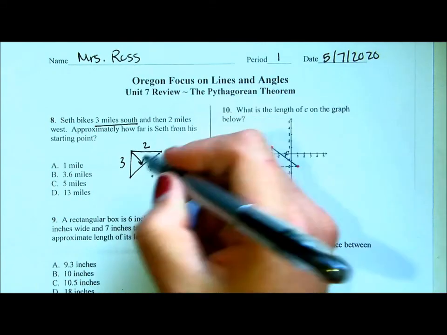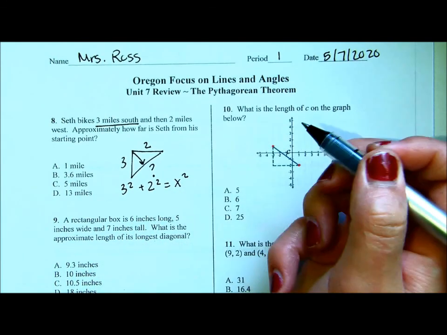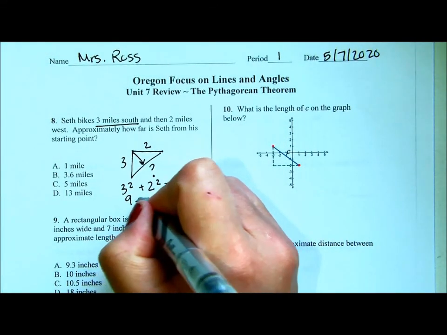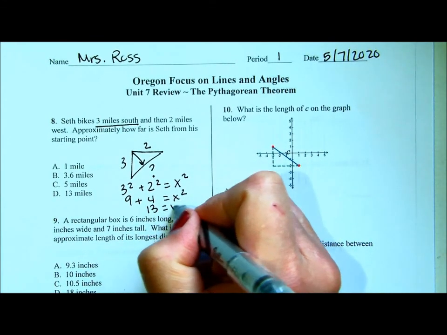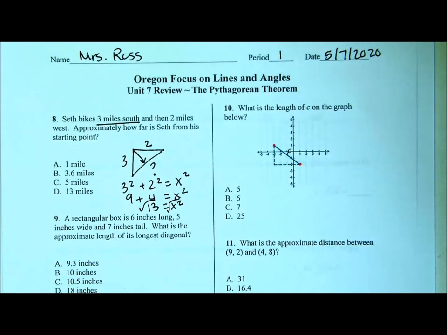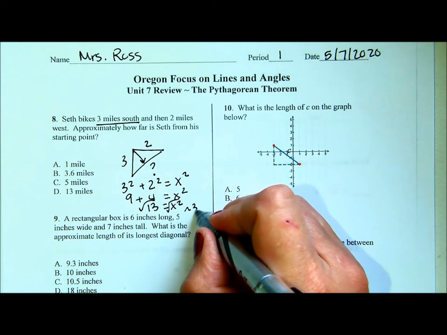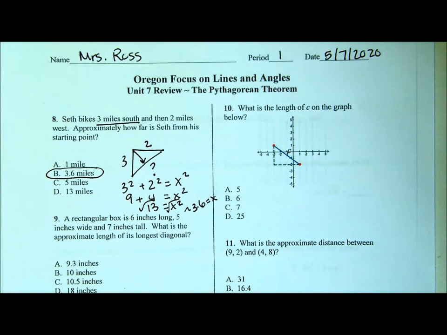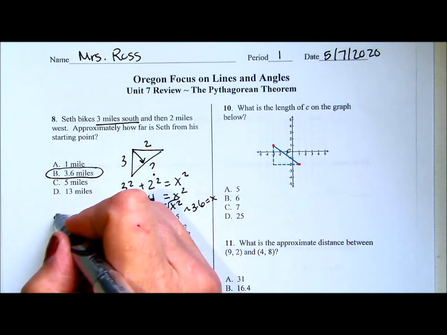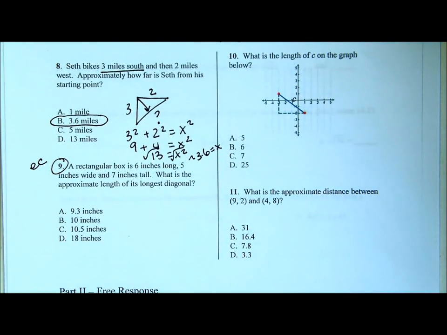So let's set it up. We have 3 squared plus 2 squared equals x squared, because we don't know it. 3 squared is 9. 2 squared is 4. Next we get 13 equals x squared. We're going to square root this. And when we square root this, we are going to get approximately 3.6 as our x, which means that B is our answer. Okay, now number 9 in this review is an extra credit problem. So go ahead and give that one a shot all on your own. It's a bit of a challenge.